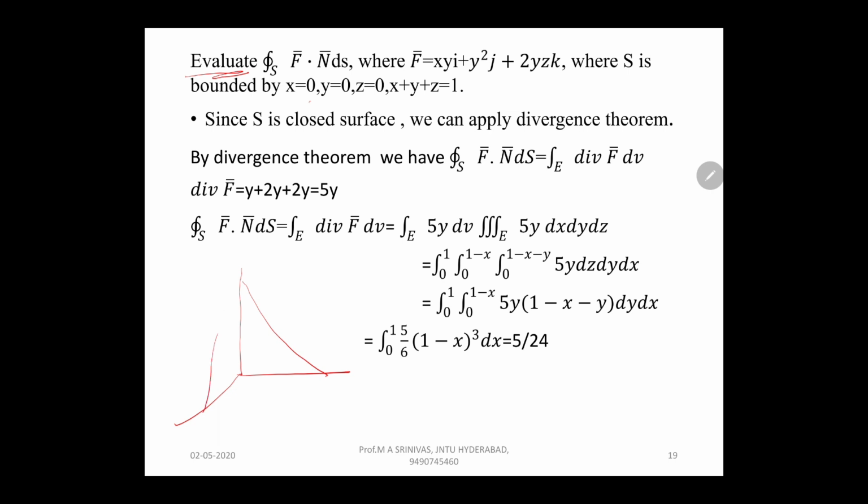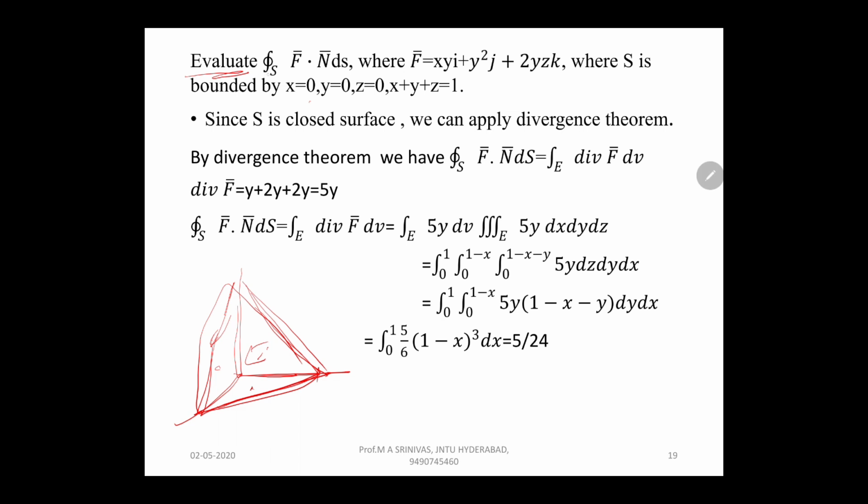This is x plus y plus z equals 1, this is that plane. So this tetrahedron has three faces. This is one face, this is another face, and this is another face. Totally, you have four planes. Inside that there is the region E. You have how many surfaces? This is 1, 2, 3, and the triangular surface is 1. So totally four surfaces you have, but no need to find those four surfaces.